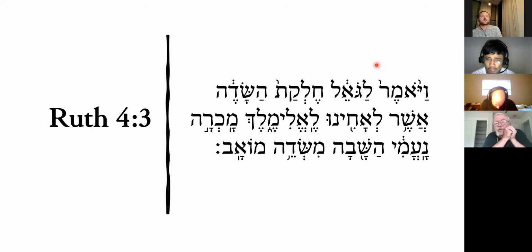Le'Elimelech. Elimelech is like, my God is king. The guy's name. Why does the lamed here have a segol? Why is it le'Elimelech and not just le Elimelech?